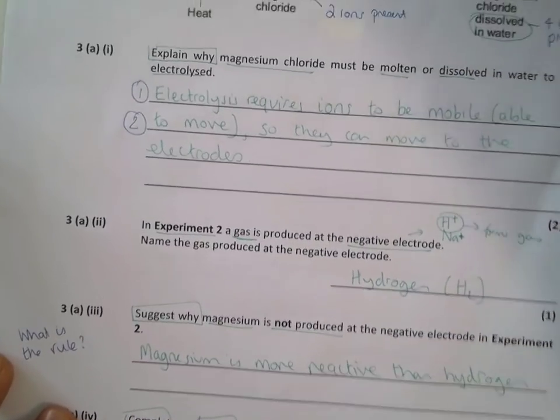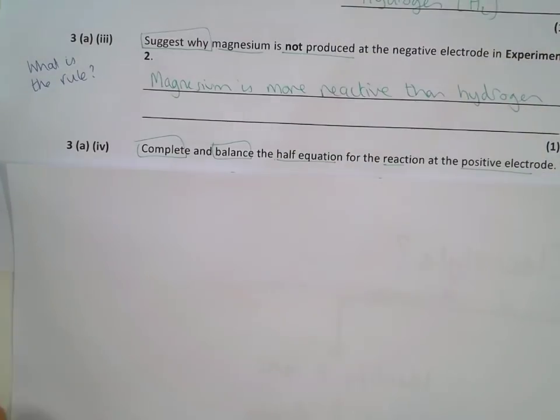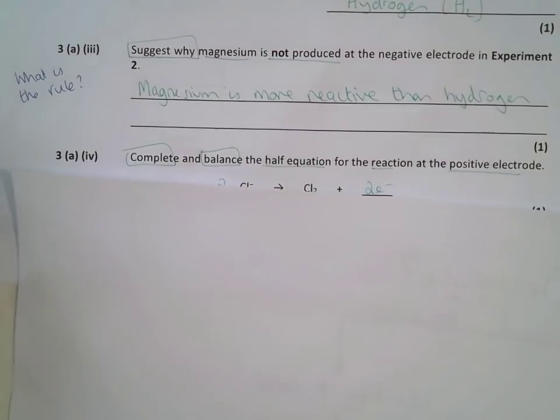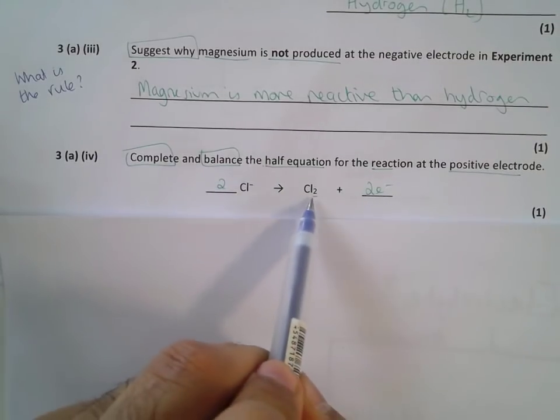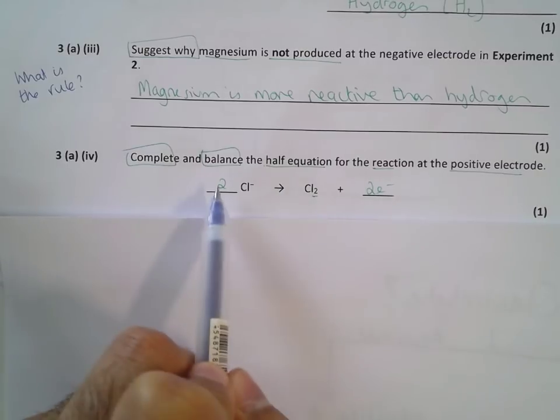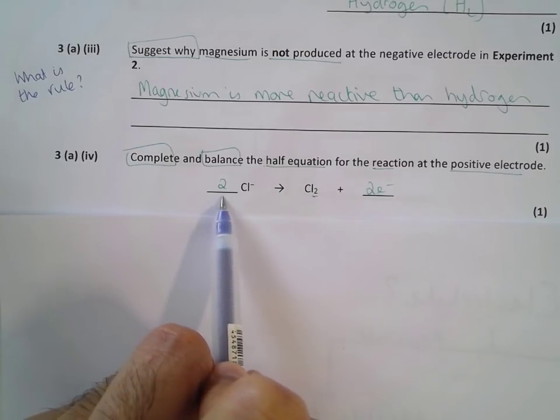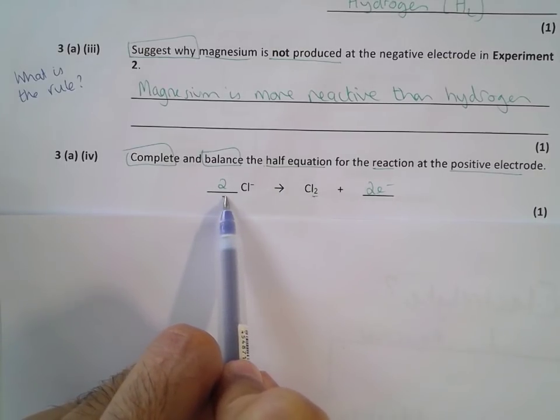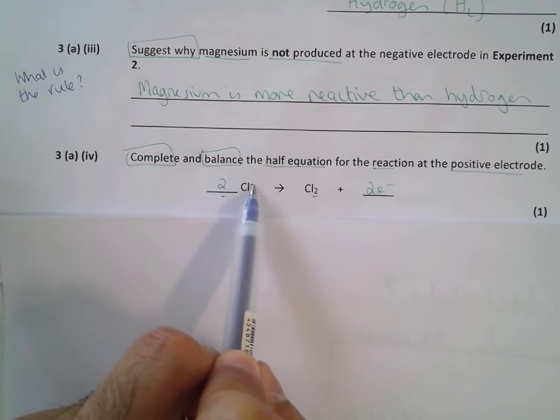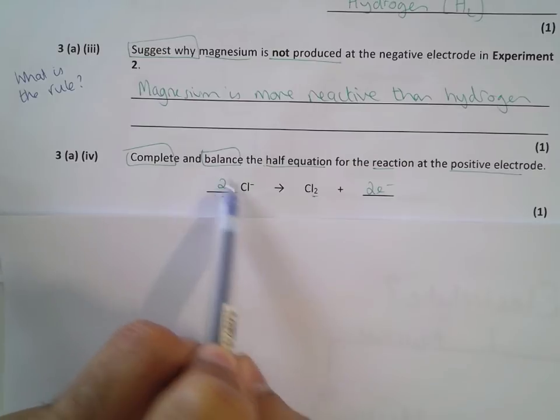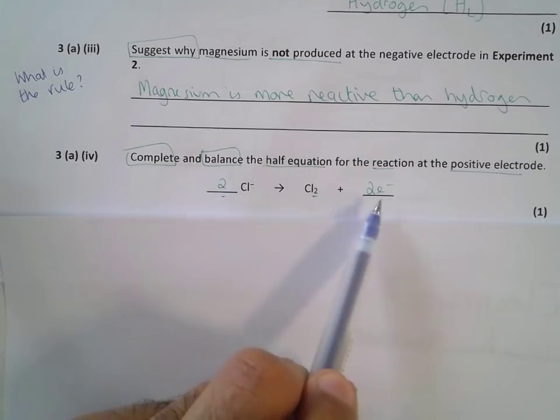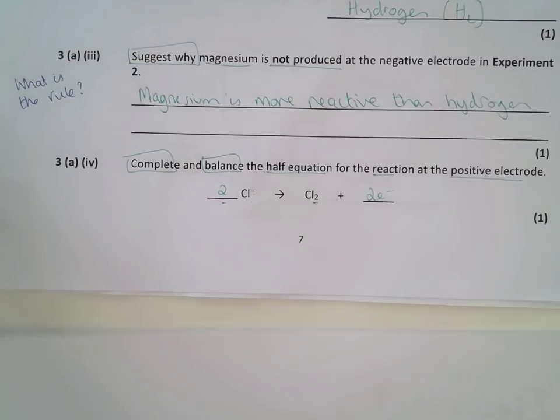Final two questions are about half equations. We need to complete and balance the half equation for the reaction at the positive electrode. Well, if I can see there are two atoms of chlorine on the product side, then I must have two ions of chloride on the left-hand side, on the reactant side. Because each chloride ion has a charge of -1, if I have two of them, there must be two electrons that are lost, and so two electrons go on the right-hand side.